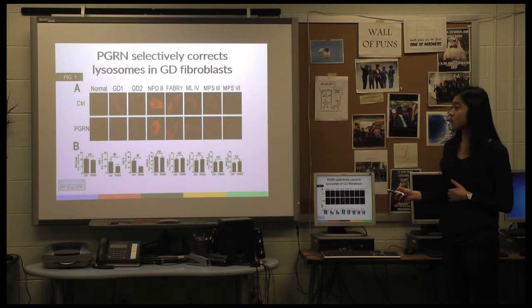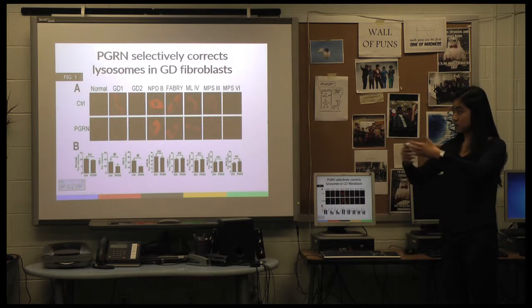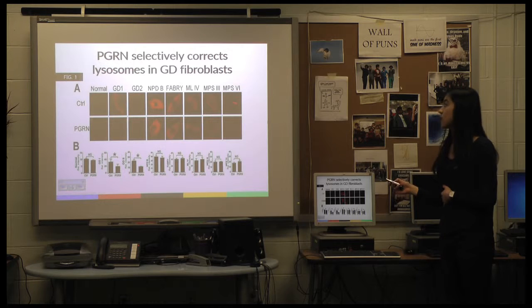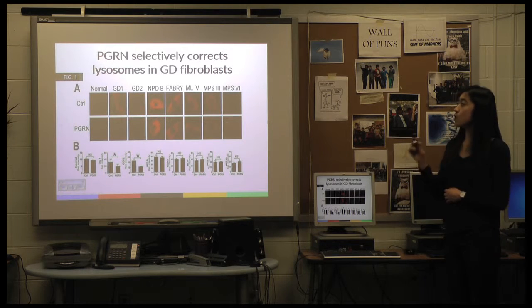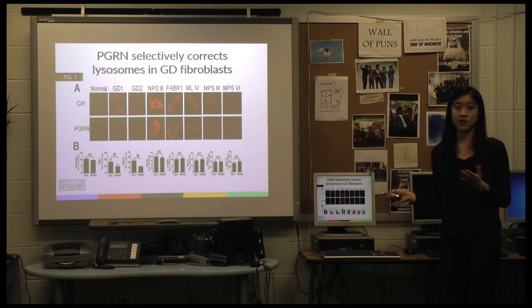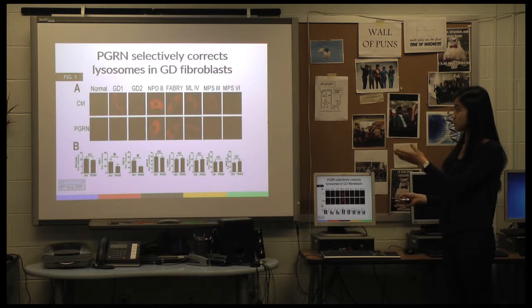So we can see in the normal cells, there's no color because the lysosomes are spread out. But in the lysosomal storage diseases, there's an intense red color. But when we treated the fibroblasts, adding our recombinant progranulin, we saw that the Gaucher disease fibroblasts were successfully reverted back to levels similar to the normal cell type.